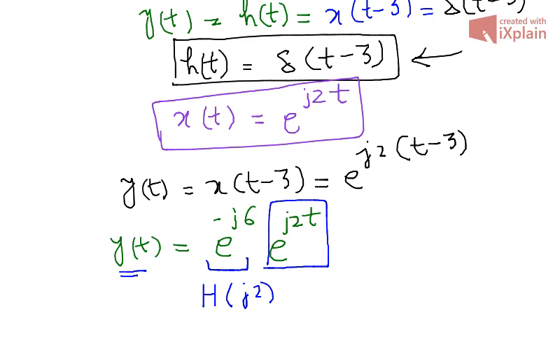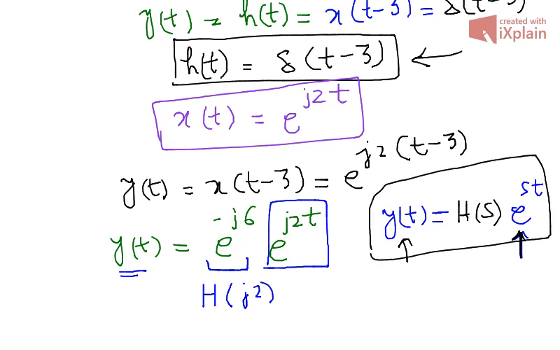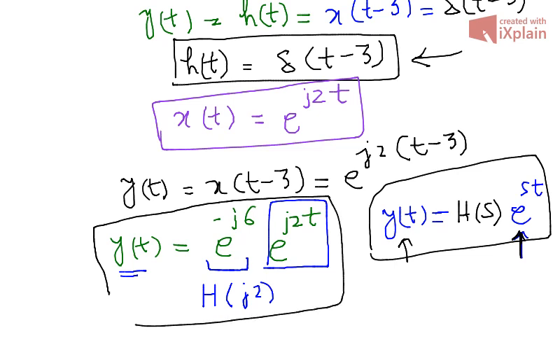because for our LTI system, as we have learned in the previous video, when the input is a complex exponential, the output is the same as the input multiplied by the function H of s. So we have this form, and we can see that our output, which we just determined, is basically the same as the input, and it is H of j2 times the input.